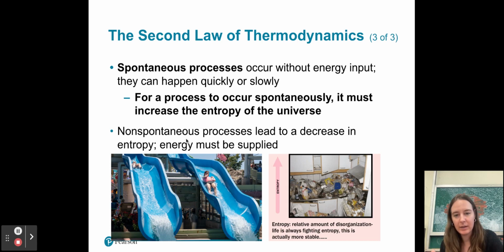A non-spontaneous process leads to a decrease in entropy. So when you think about a decrease in entropy, you're thinking about a decrease in disorder. Whoa, what does that mean? An increase in order, right?